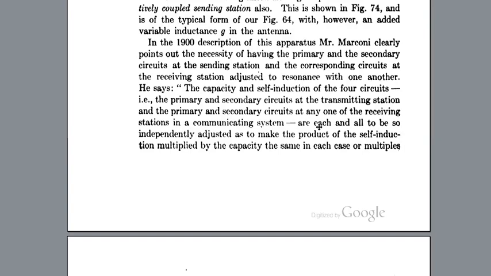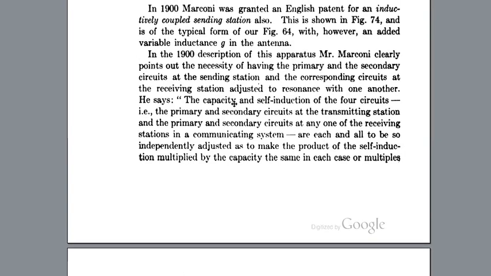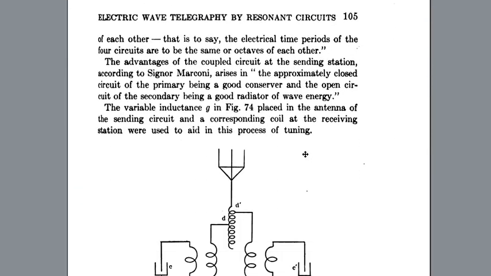He says, the capacity and self-induction of the four circuits, that is the primary and secondary circuits at the transmitting station, and the primary and secondary circuits at any one of the receiving stations in a communicating system, are each and all to be so independently adjusted as to make the product of the self-induction multiplied by the capacity the same in each case or multiples of each other. That is to say, the electrical time periods of the four circuits are to be the same or octaves of each other.